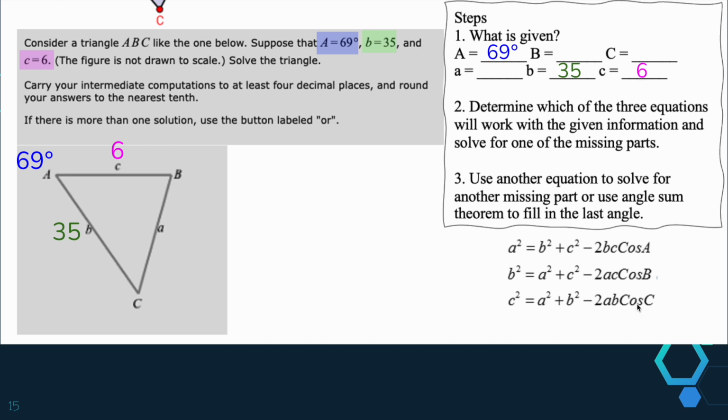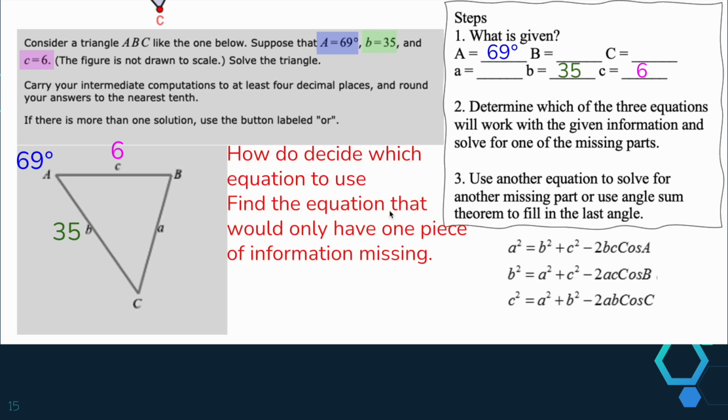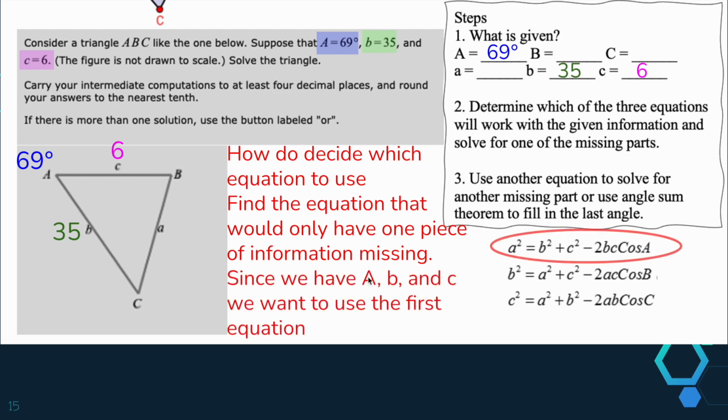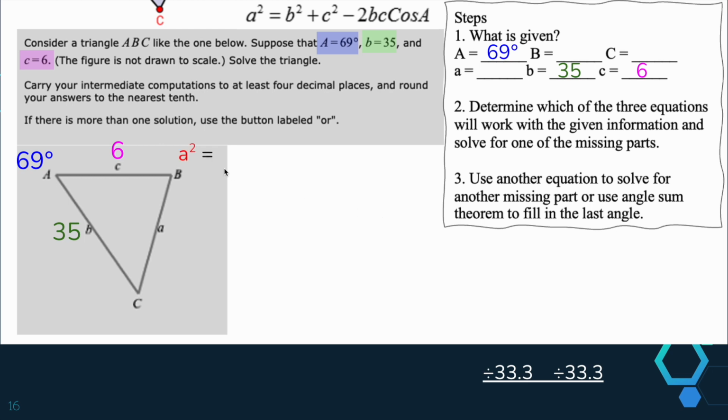All right, so we have our 3 choices here, and now I have to decide which one I'm going to use. I want the equation that would have only one piece of information missing. Since I have angle A, side b, and side c, I'm only missing side a. So I'm going to use that first one. That makes the most sense. So let's look at that. I have a squared equals b squared plus c squared minus 2 times b times c, so you can see b and c here, times the cosine of our angle, 69.